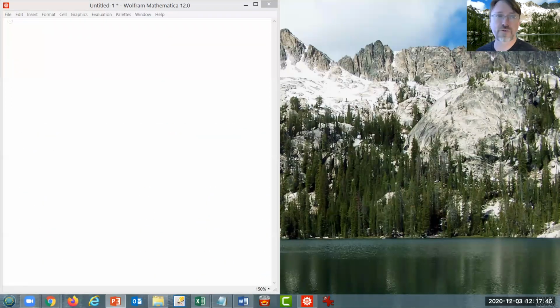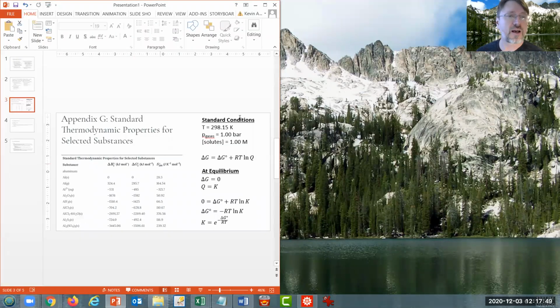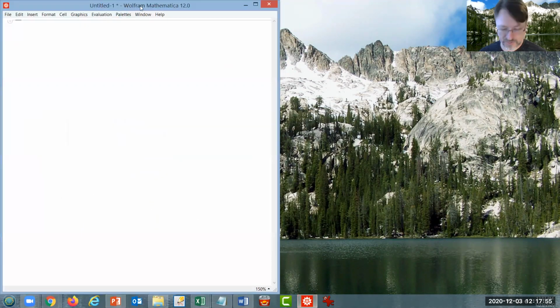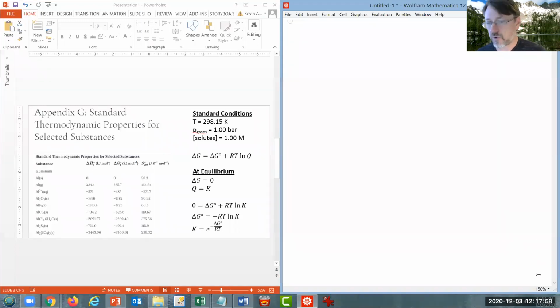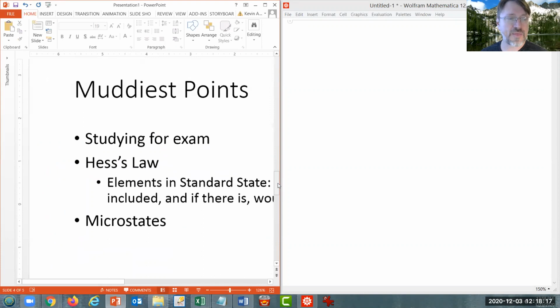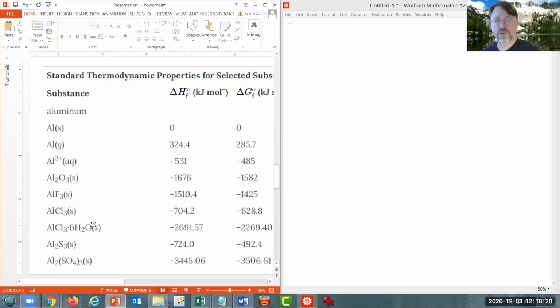Actually, let me bring this over here, and expand that a bit. What we're going to look at is an example of writing down a formation reaction for an arbitrary compound. So taking a compound from this table, and let's pick a particularly complicated one so that we can work with it. I'm going to look here at aluminum trichloride with 6 waters of hydration as a solid.